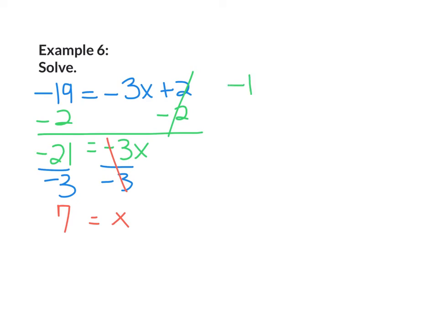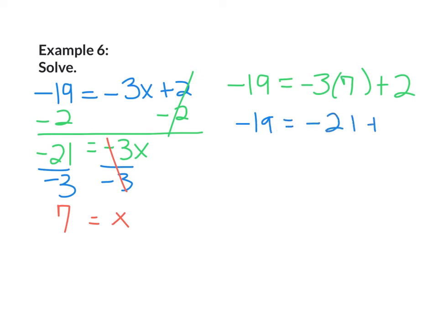So I have negative 19 equals negative 3 times 7 plus 2. I'm going to go ahead and combine my terms. So I have negative 19 equals negative 3 times 7 gives me negative 21 plus 2. So I have negative 19 equals negative 21 plus 2 gives me negative 19. So it does check. So x does equal 7.